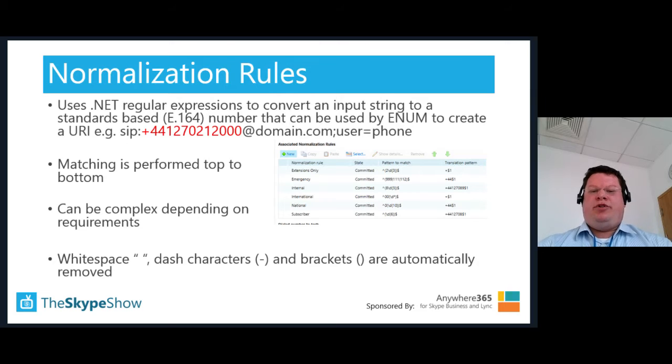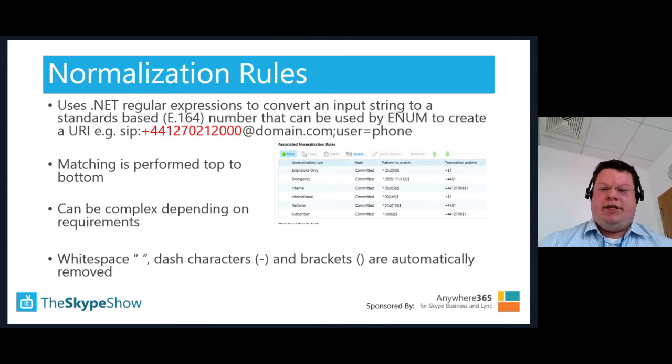And you can have more than one normalization rule per dial plan. If you have a look at the screenshot in the slide, it's just a very basic rudimentary dial plan that is not production ready. It's just some examples thrown in. You can see there's a precedence in that table. The matching is done top to bottom, so if a number matches on rule 1, it won't go through any of the other normalization rules to find a match.